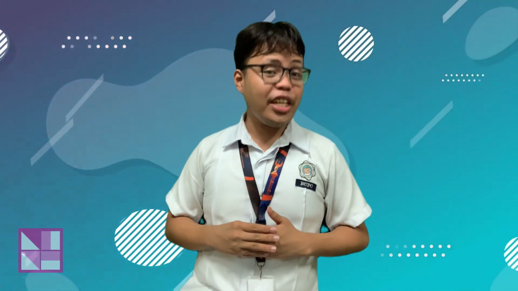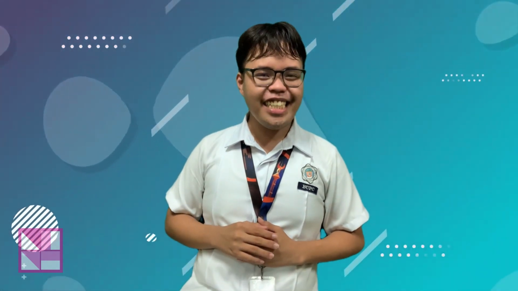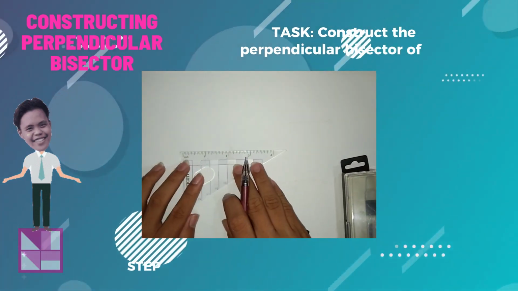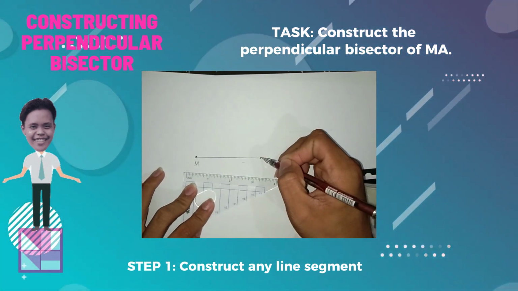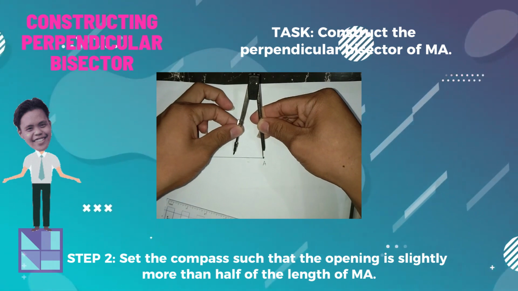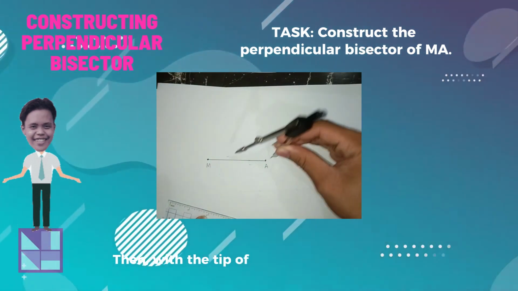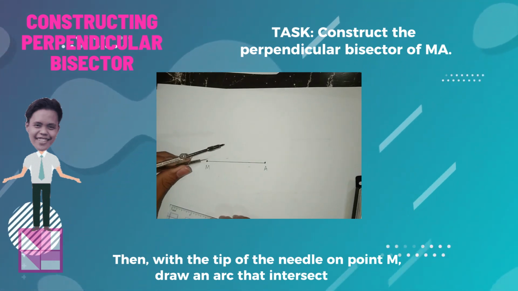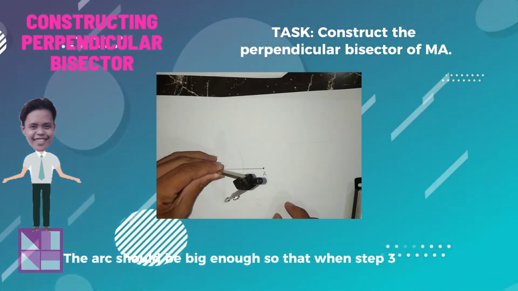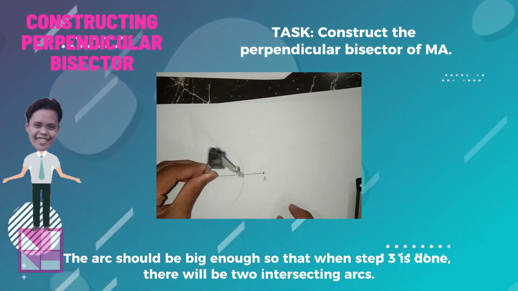How was the first exploration? Did you enjoy it? Sit back because we will have another one. This time, let's divide a line segment into two congruent segments. Our task is to construct the perpendicular bisector of MA. Step 1. Construct any line segment MA. Step 2. Set the compass such that the opening is slightly more than half of the length of MA. Then, with the tip of the needle on point M, draw an arc that intersects MA. The arc should be big enough so that when step 3 is done, there will be two intersecting arcs.